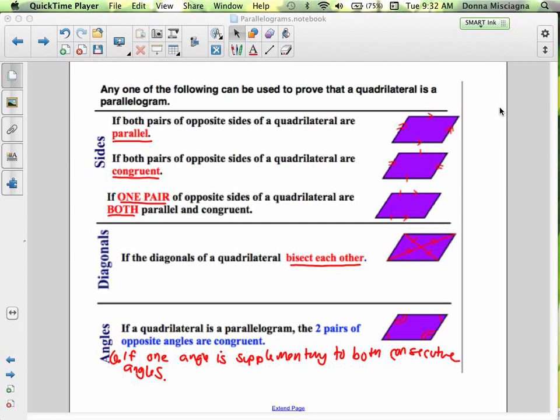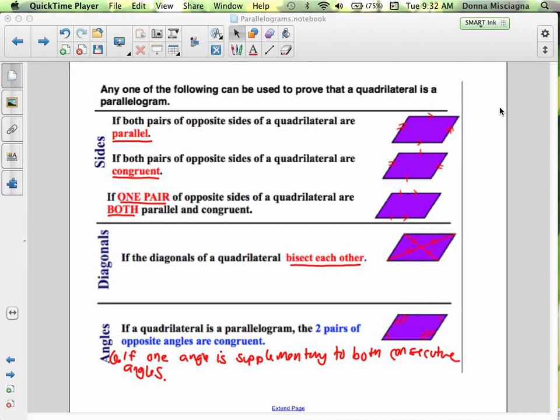If both pairs of opposite sides of a quadrilateral are parallel, then we know the figure has to be a parallelogram. We also proved that if both pairs of opposite sides of a quadrilateral were congruent, that would also be a parallelogram. We also proved if one pair of opposite sides of a quadrilateral are both parallel and congruent, it is a parallelogram. So it has to be one single pair of opposite sides with both those characteristics, both parallel and congruent.